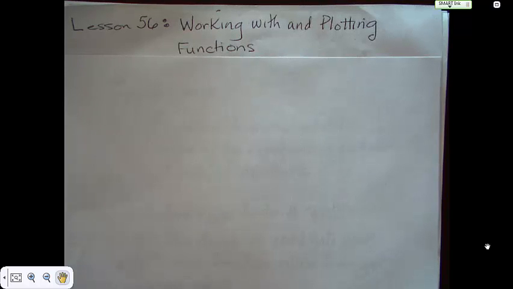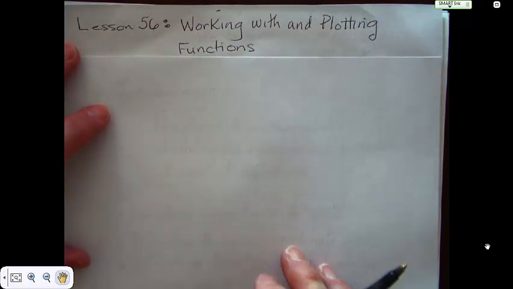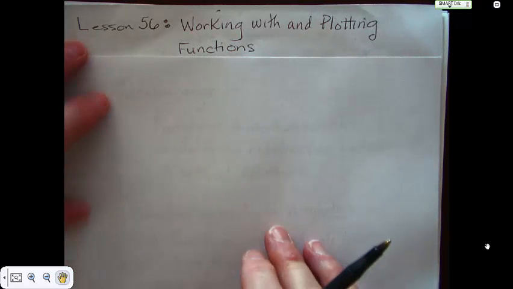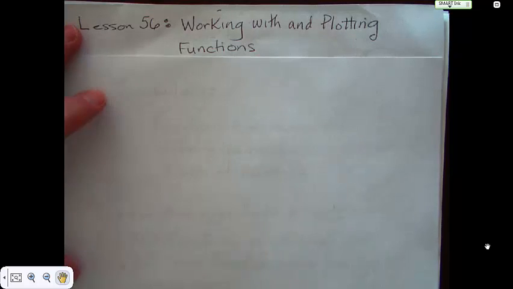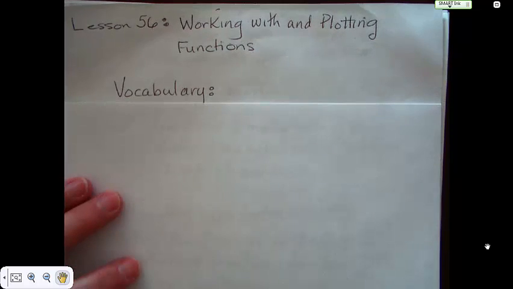Well, hi there. Today we're going to talk about Lesson 56. Lesson 56 includes working with and plotting functions. Now you say, what in the world is a function? Well, we're going to talk a little bit about the vocabulary of functions.